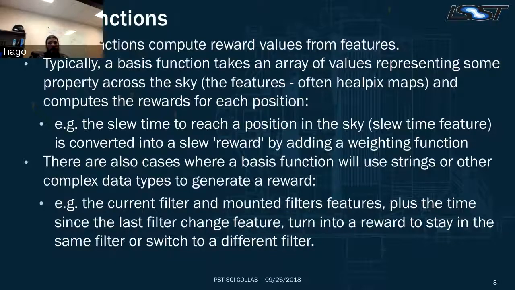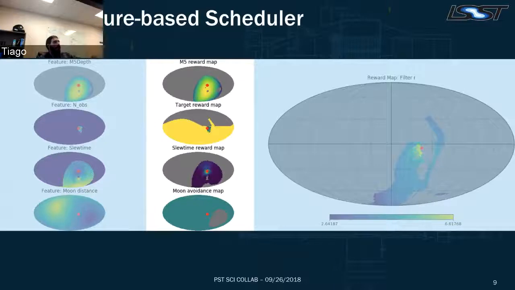Okay. So now if we go back to the tomography of the feature scheduler brain, you see here in the middle the reward computed from the previous features. So the M5 depth becomes the M5 reward map, and the number of observations becomes a target reward map, which means if a region of the sky was observed a number of times, it gets a lower reward compared to regions that are not observed. So the yellow here is high reward, and the green and darker are lower reward. And the same applies for the slew time.